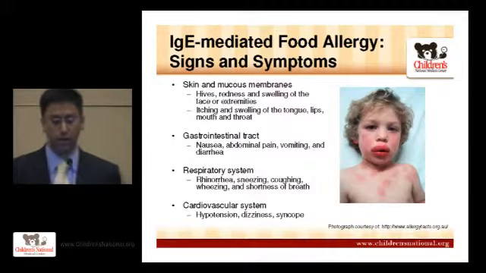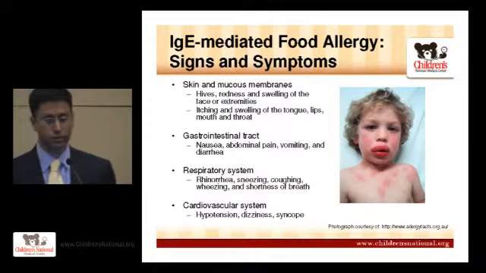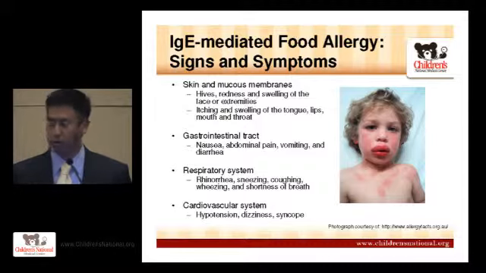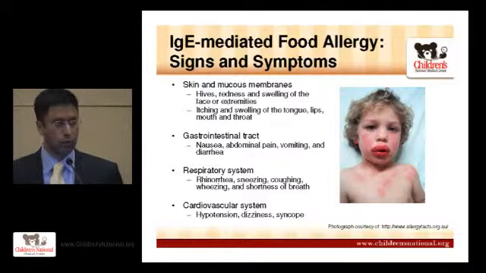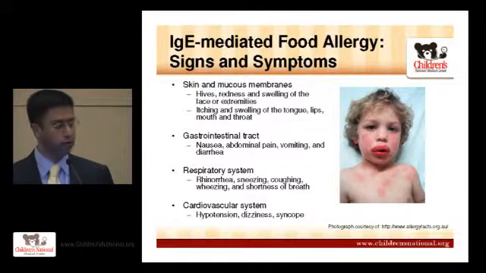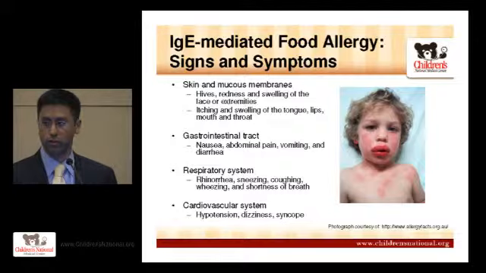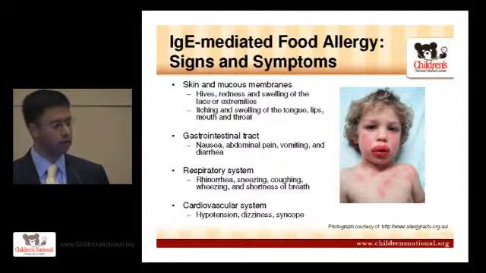So in terms of IgE-mediated food allergy, we're all familiar with the signs and symptoms. So in the skin and on the mucous membranes, we can see hives, swelling, itching and swelling of the tongue, the lips, the throat. What you can't see in this picture are the symptoms that might be going on internally. So in the GI tract, nausea, abdominal pain, vomiting, diarrhea. And the respiratory symptoms, both upper respiratory, so rhinorrhea, sneezing, as well as lower respiratory symptoms such as wheezing and shortness of breath. And then finally, cardiovascular symptoms such as low blood pressure and syncope.